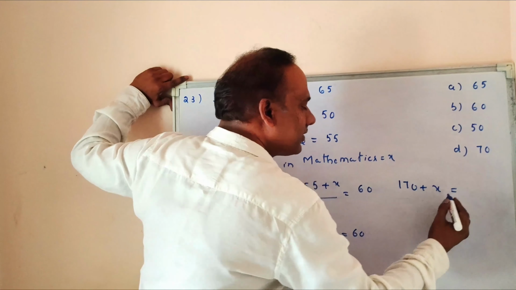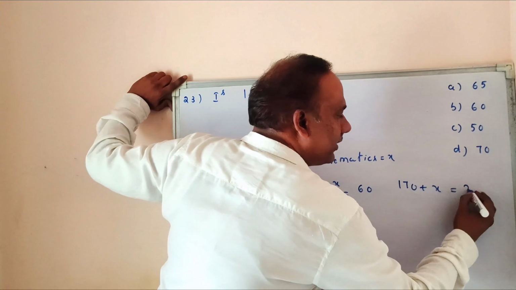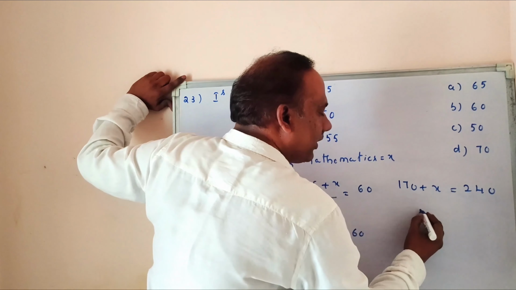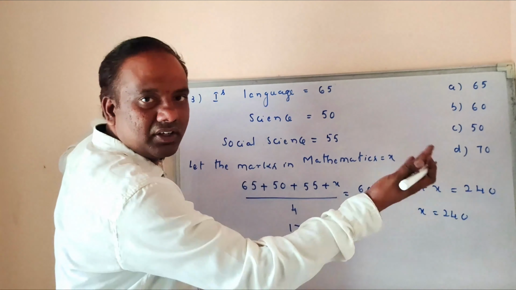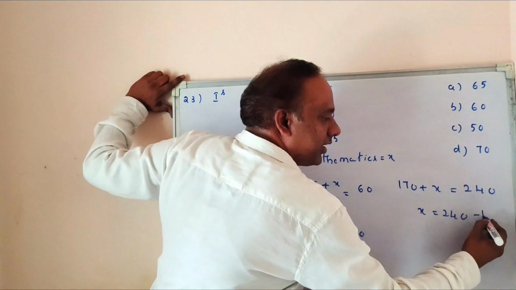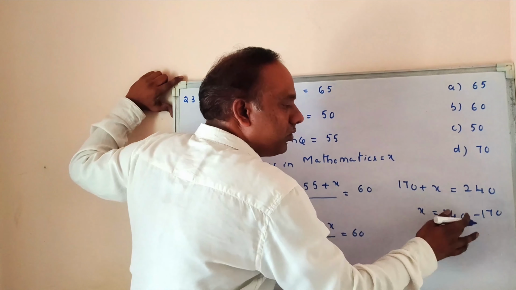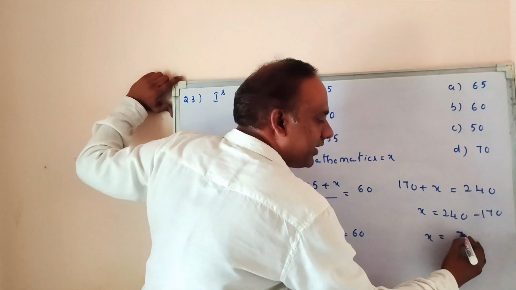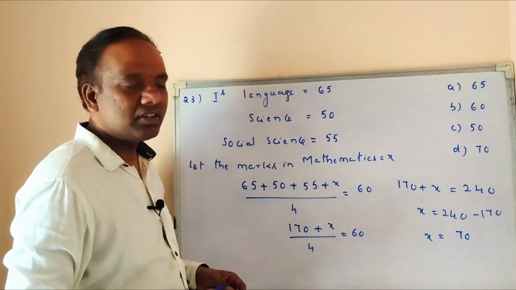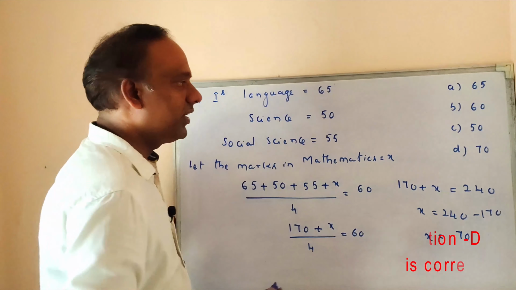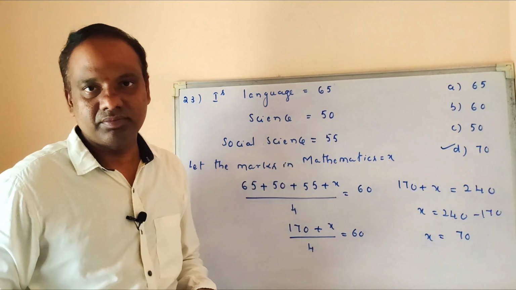So 170 plus x is equal to 4 into 60. 4 into 60 is 240. So x is equal to 240 minus 170, since taking 170 to the right side it becomes minus 170. So x is equal to 70. So the marks in mathematics is equal to 70, and option D is the correct answer.